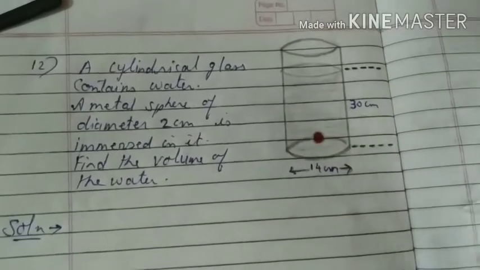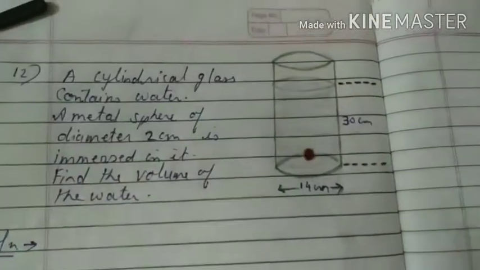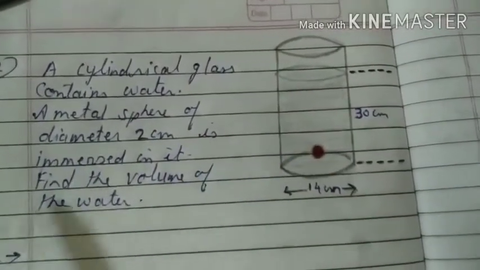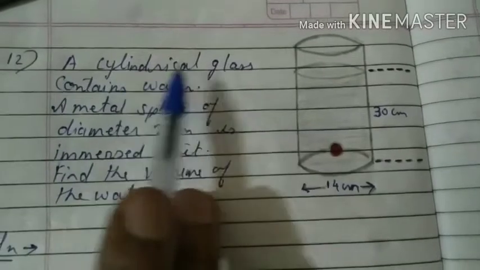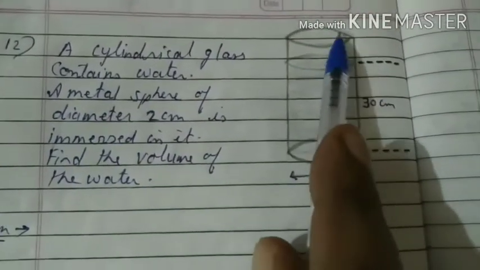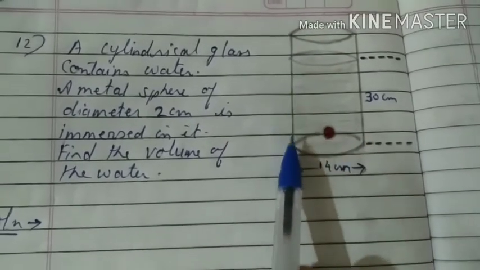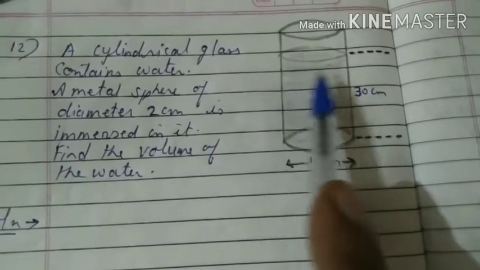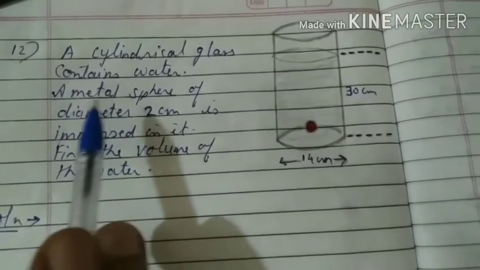Now we'll move on to sum number 12. I will first read the question to you, then I will explain the diagram. A cylindrical glass contains water. Now you can see this is a cylindrical glass container which contains water. You can see this is water.